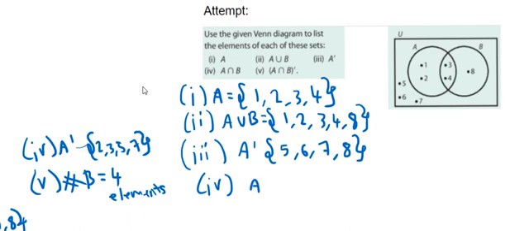Next one is A intersecting B. So the elements that are in A intersecting B, that means they have to be in both A and in B. So they have to be in both of them. So there's only 2 there, it's 3 and 4. So try and think this kind of N shape always just means the middle bit.